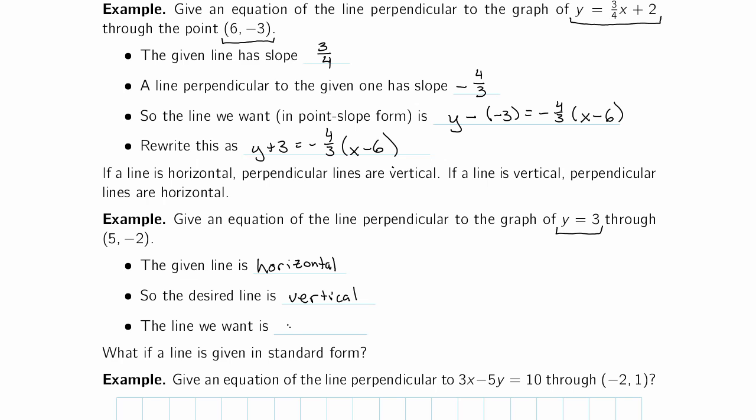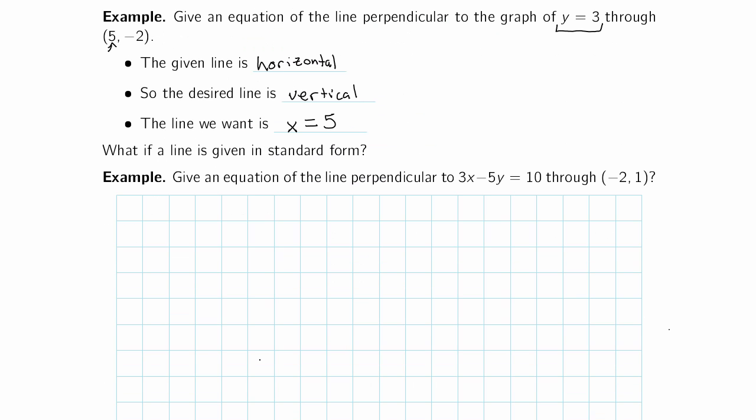Vertical lines are in the form x equals a number. So we want to go through (5, -2). We need to have x coordinate 5. The line we want must be x equals 5. Okay, and then the last question is, what do we do if we're given an equation in standard form and we want to find the equation of a perpendicular line?